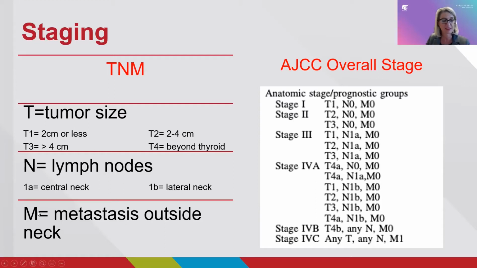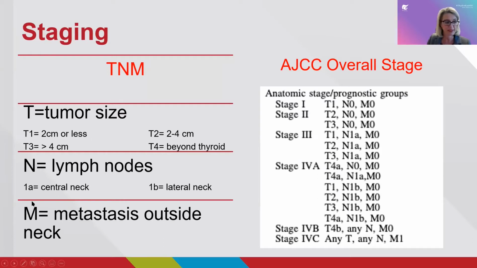M stands for distant metastases. Now this can be confusing because sometimes people use the term metastases for lymph nodes, but in this case, we're not talking about lymph nodes in the neck. That's where the N comes in. M just refers to distant metastases, or something outside of the neck. And so that's just a 0 or a 1. If you don't have any metastases outside of the neck, then it's a 0. And if you do, then it's a 1. It doesn't necessarily dictate where they are.